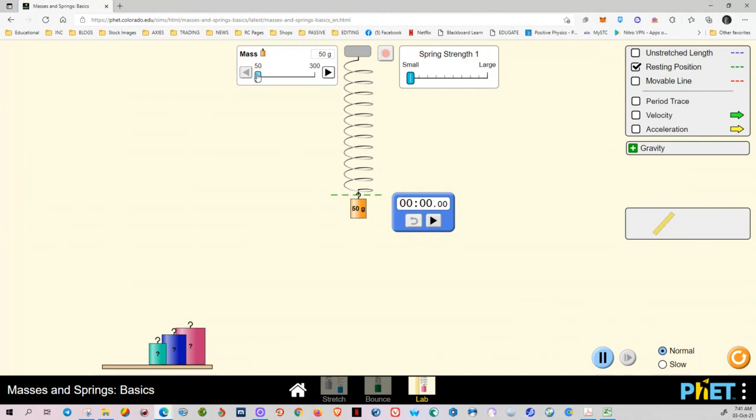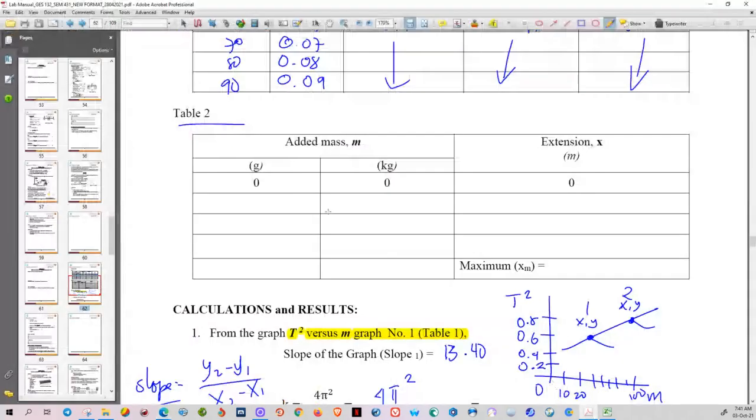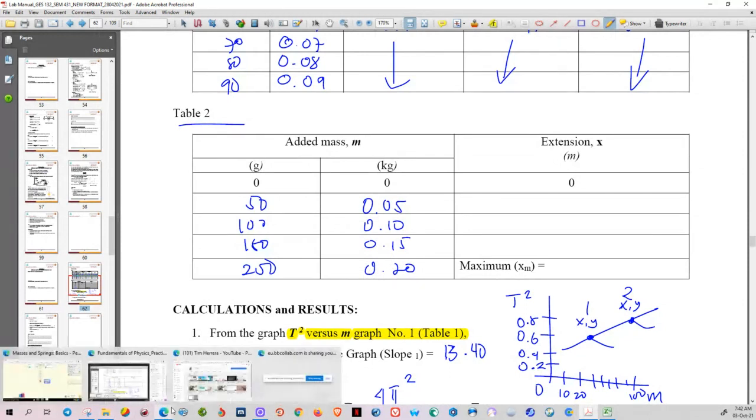So let's say I will take 50, and then I will increase by 50 also. So in my data sheet, 0, then 50. Increase by 50 means 100, 150, and then 200 grams. Okay? In kilograms, again, divide by 1,000, so 0.05, 0.10, 0.15, and 0.20. Okay, you will measure only the extension without the simple harmonic motion, without the vibration.